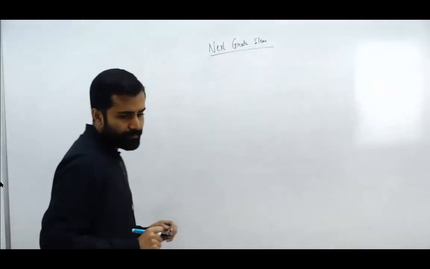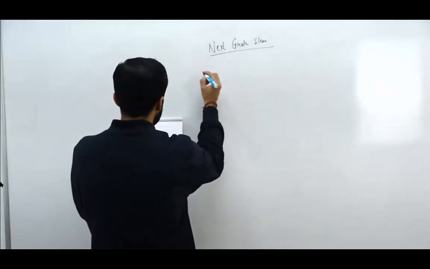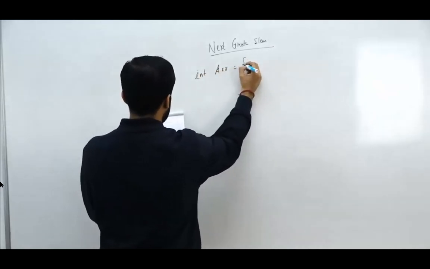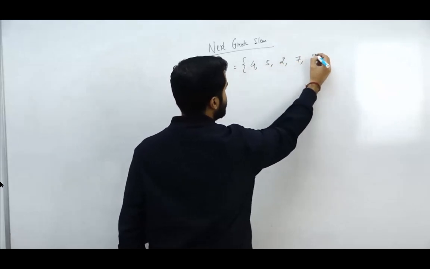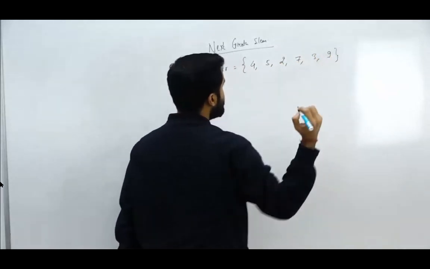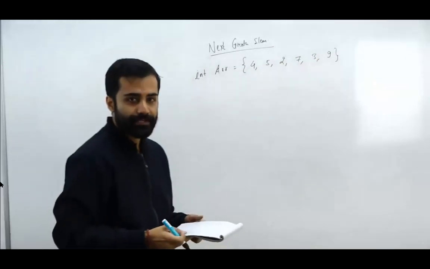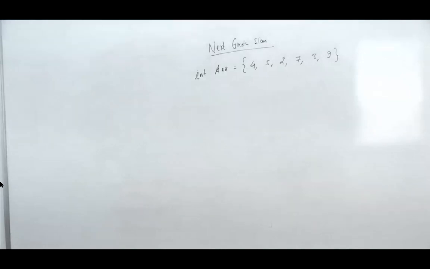Okay, let's come to this question of next greater element. So let's say we have an integer array containing 4, 5, 2, 7, 3, 9. Okay, what according to you should be the meaning of next greater element? Or if you have ever heard of it?